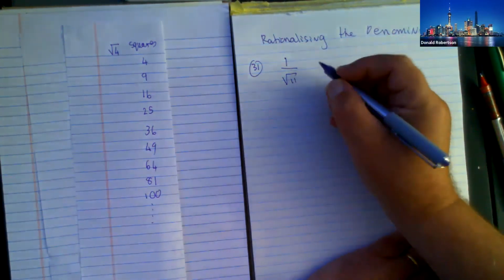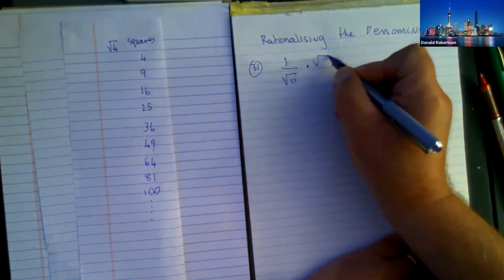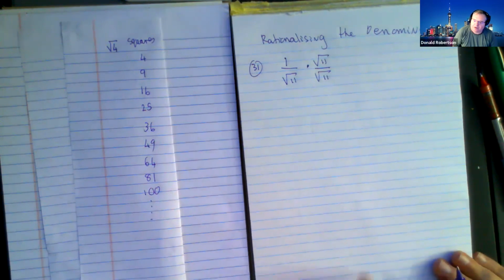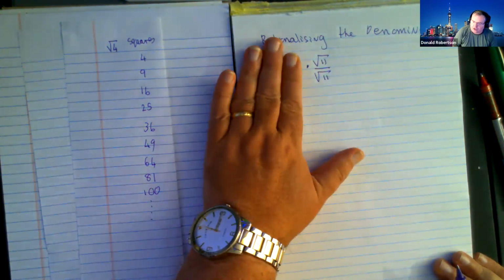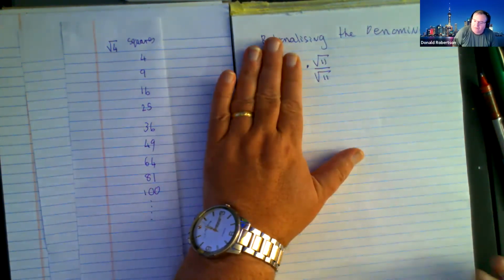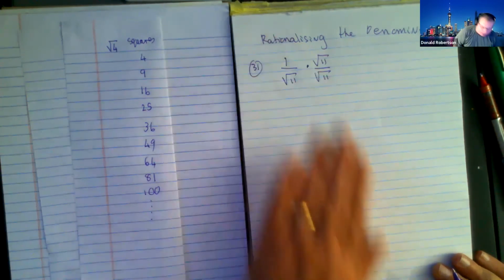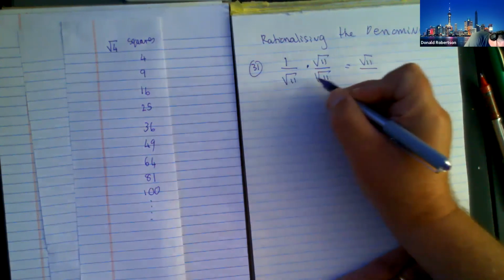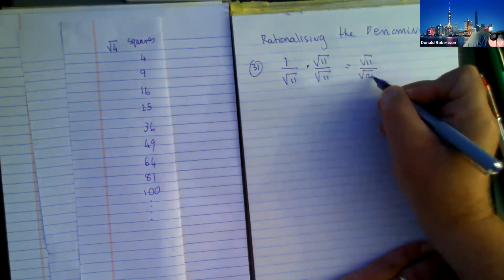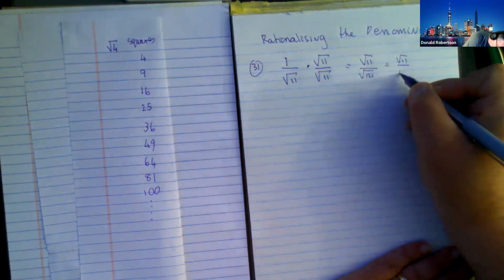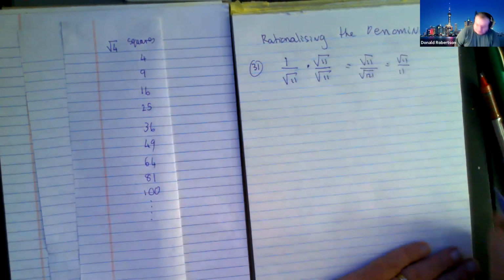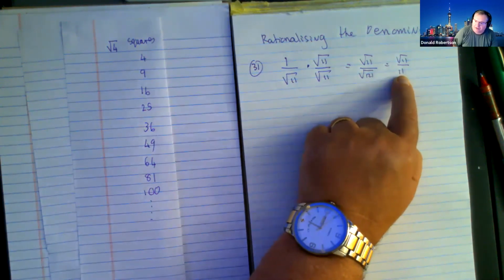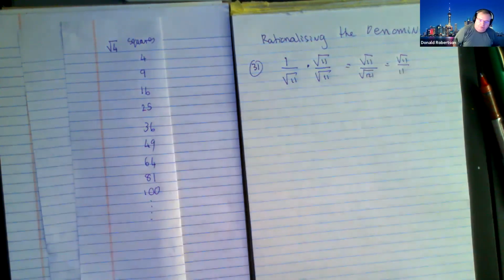So the way you work is, I'm going to multiply this by a special version of 1. Square root 11 over square root 11 is just the number 1, right? It's a fraction written as 1. Now, if you multiply the top together, and you multiply the square root 11 by the square root 11, you get that. No, you're not allowed to cancel them. That's the final answer. At least it doesn't have a radical in the bottom. That's all. No radicals.